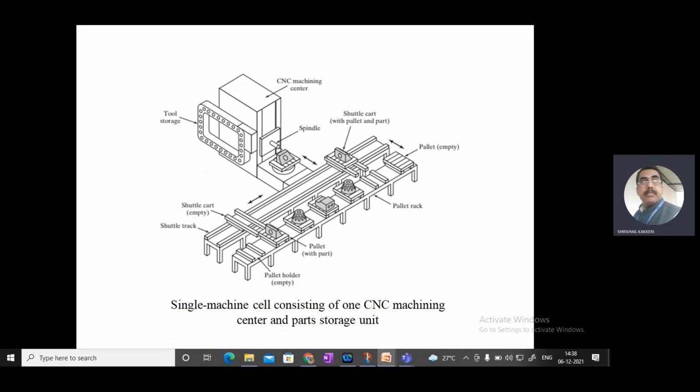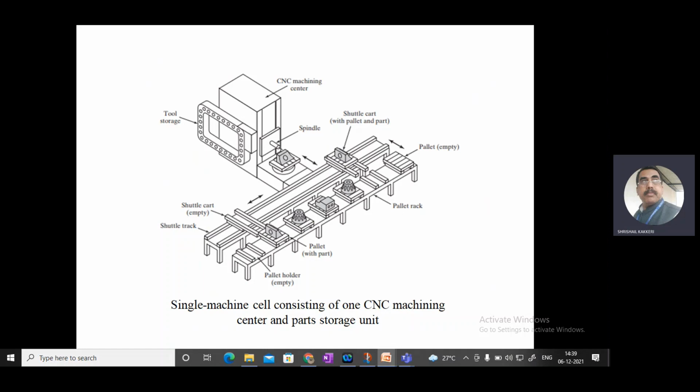So, single machine cell: as the name indicates, there will be a single machine, and there will be a conveyor, job holding and work holding devices, and the program, or the set of information or instructions, required to operate. Okay, this will be one cell.